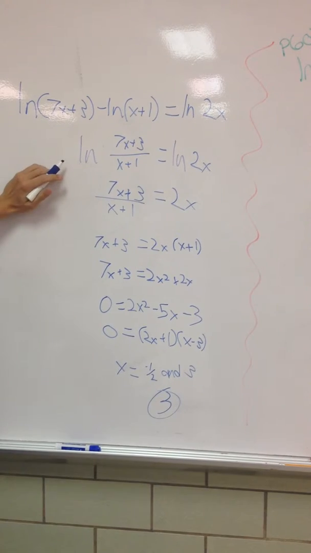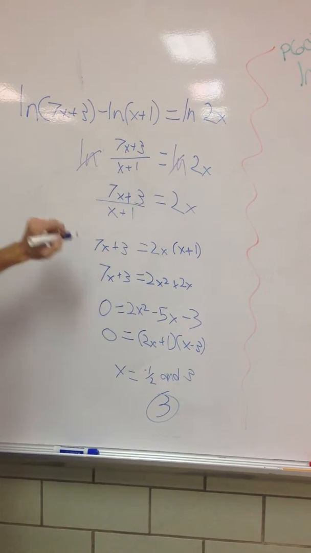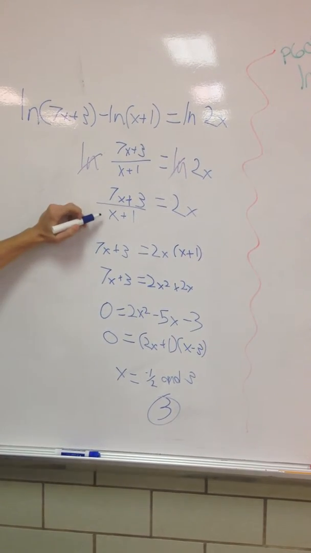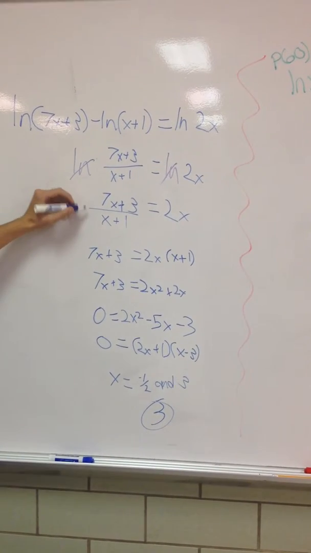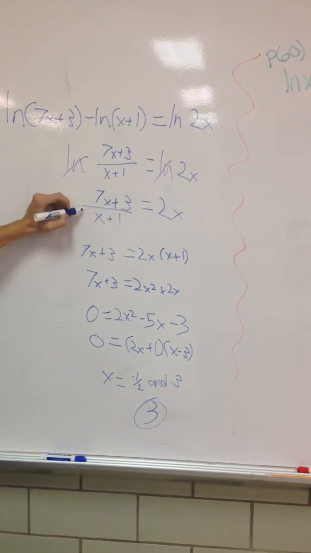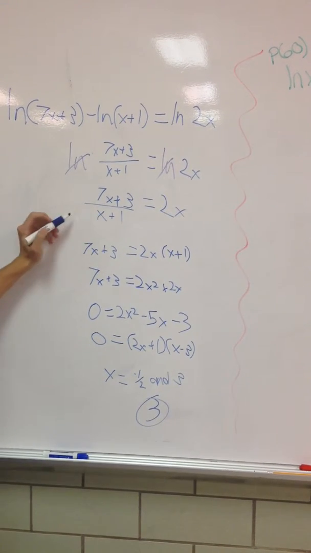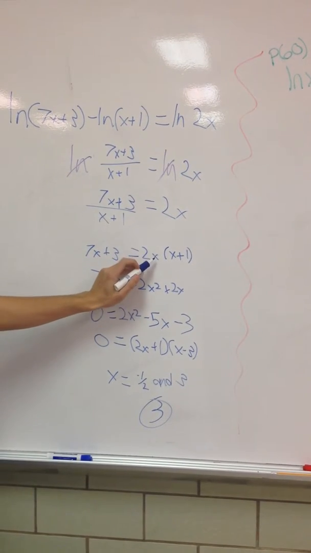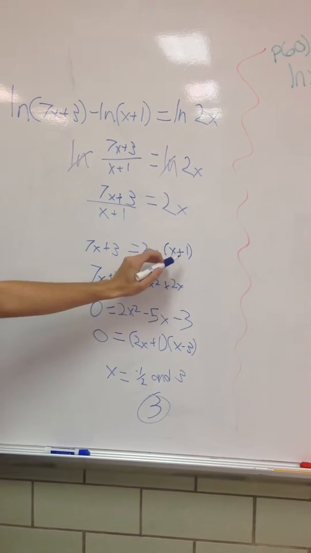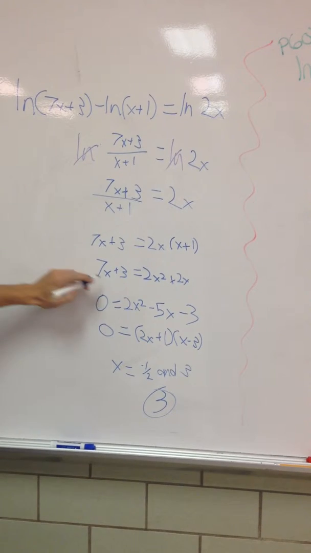We can use the one-to-one property to eliminate the natural logs, so now we're left with just (7x plus 3) over (x plus 1) equals 2x. And then we can just multiply x plus 1 to both sides, so we eliminate the denominator. Now we have this, then we can distribute the 2x to the x and the x plus 1. And then we're left with this.